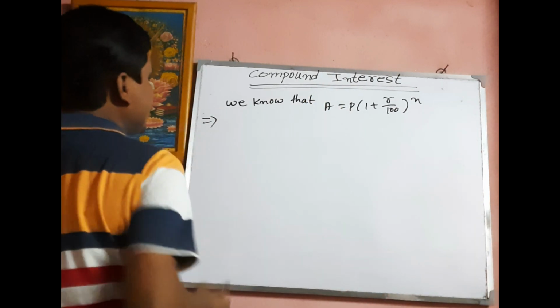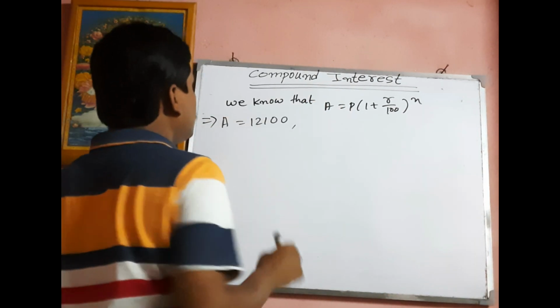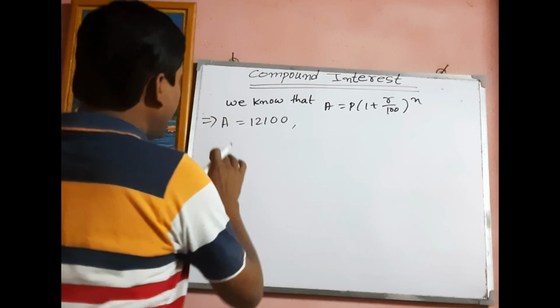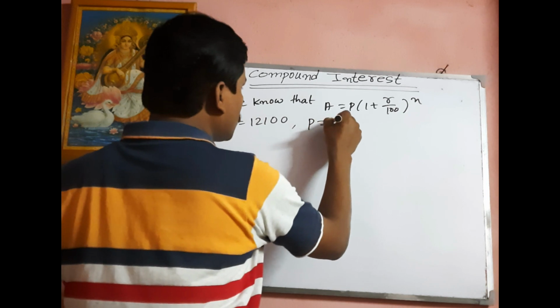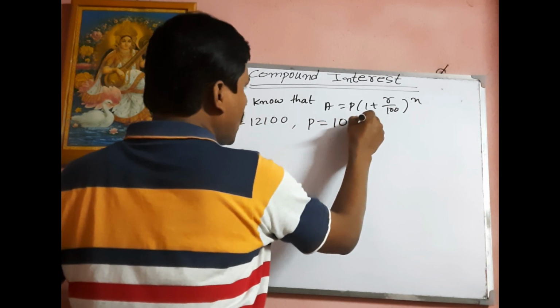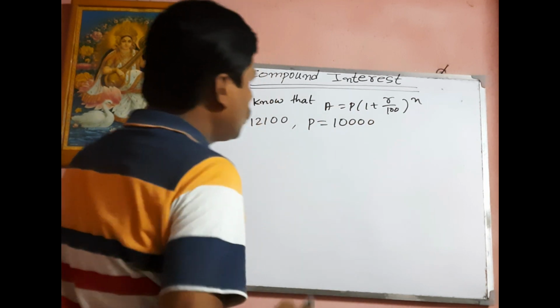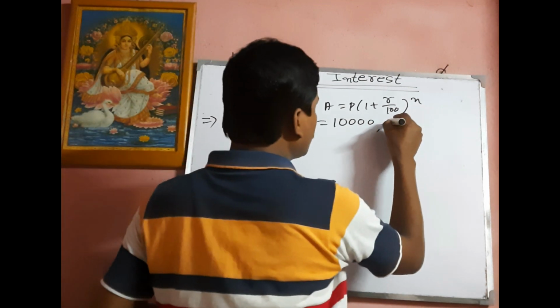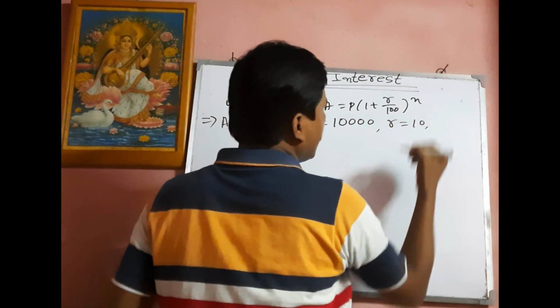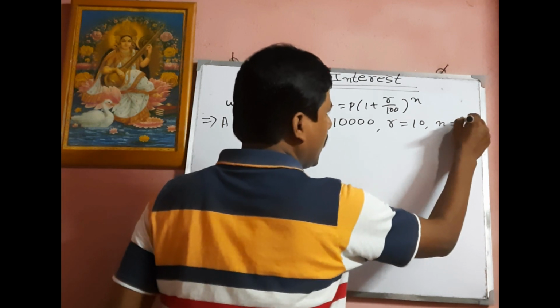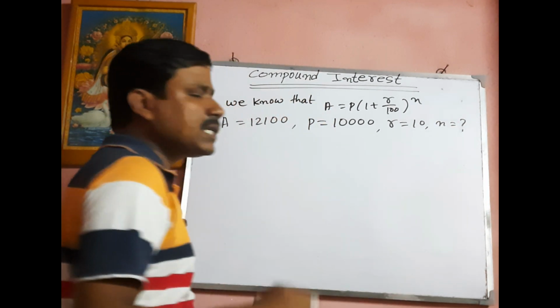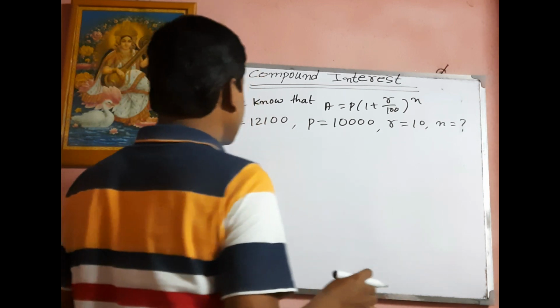In the second example, suppose A is equal to 1200 and P is equal to 1000, and R is equal to 10. Then find the value of N. This is the second type of example we are discussing.